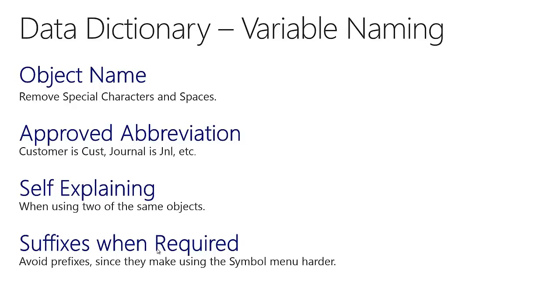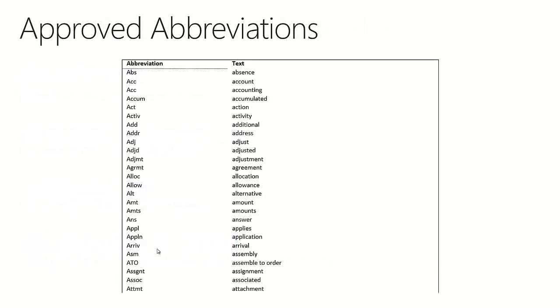Variables should be self-explaining and never be numbered. If you need two instances of the same subtype, then explain what you want to do with them. When explaining a variable, use a suffix. Avoid using prefixes since the symbol menu only works on the first letter of the variable. This is a snapshot of the approved variable list name from the CAL coding guidelines. Please have a look at the document for a complete list of all of the approved abbreviations.